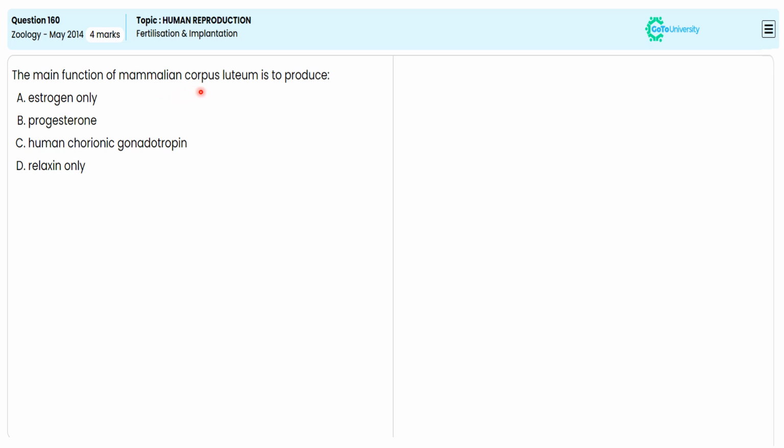In this objective question, from the given options, they are directing us to specify the correct hormone formed by the mammalian corpus luteum. For this, we need to avoid the wrong options to specify the correct option.